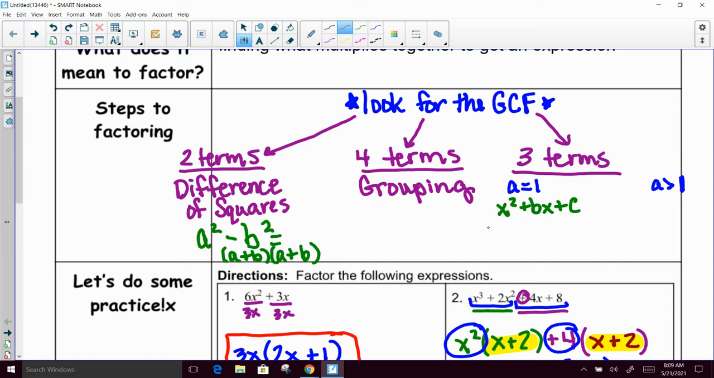We find out what multiplies to get c, and what adds to get b. And we can refer back to that factor pairs chart to do that.